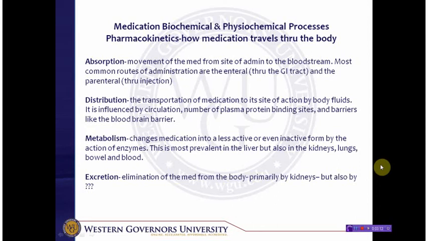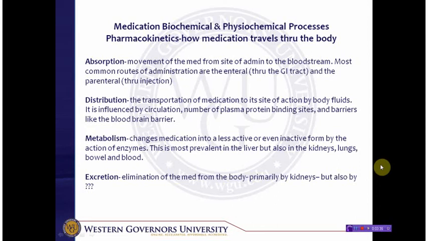Distribution is the transportation of the medication to its site of action by body fluids. This can be influenced by circulation, the number of plasma protein binding sites a person has, and then barriers like the blood-brain barrier, the placental barrier, the milk barrier. So there's a number of different barriers that influence distribution, can slow it down or speed it up or stop it altogether.